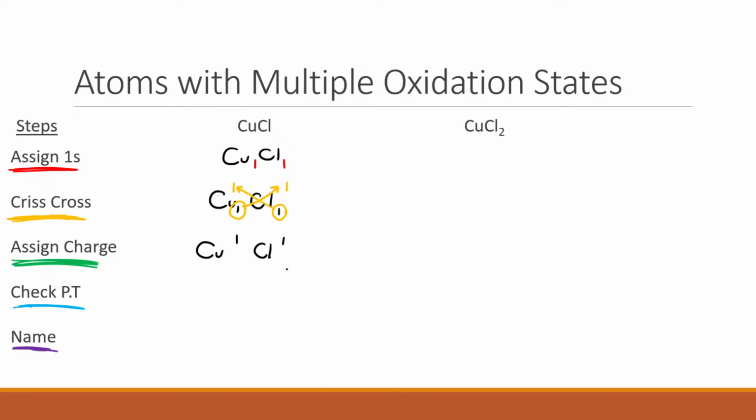Then I am going to assign charge. We know that the way every compound is written, the first ion is positive and the second ion is negative.